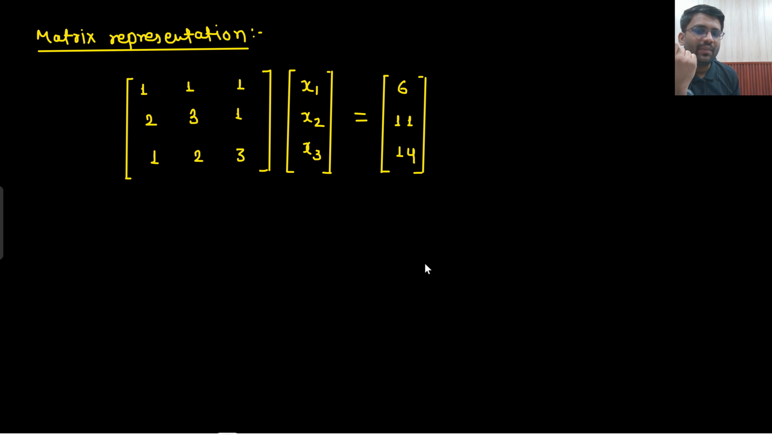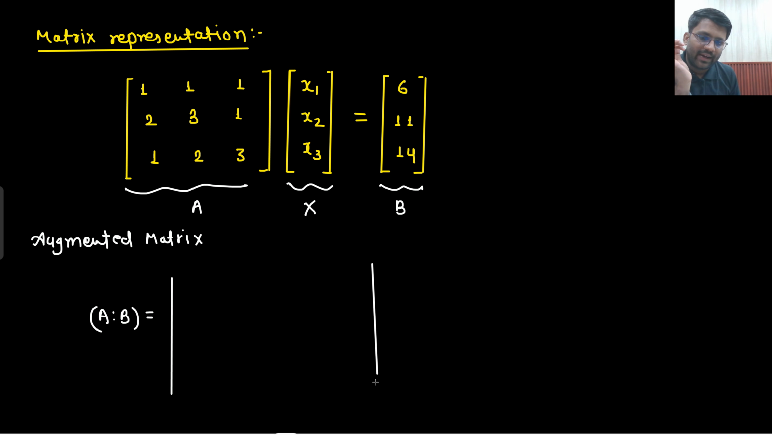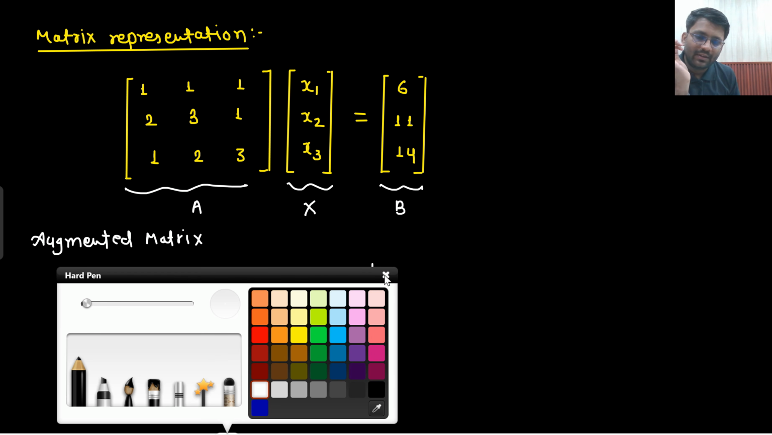Okay. Now I am making another matrix. This is your matrix A, this is your matrix B, and this is your matrix X. Now I am making another matrix which is known as the augmented matrix. I am making an augmented matrix which is A augmented B. Sir, what is the meaning of this? You will write down the matrix in this manner: A augmented B.